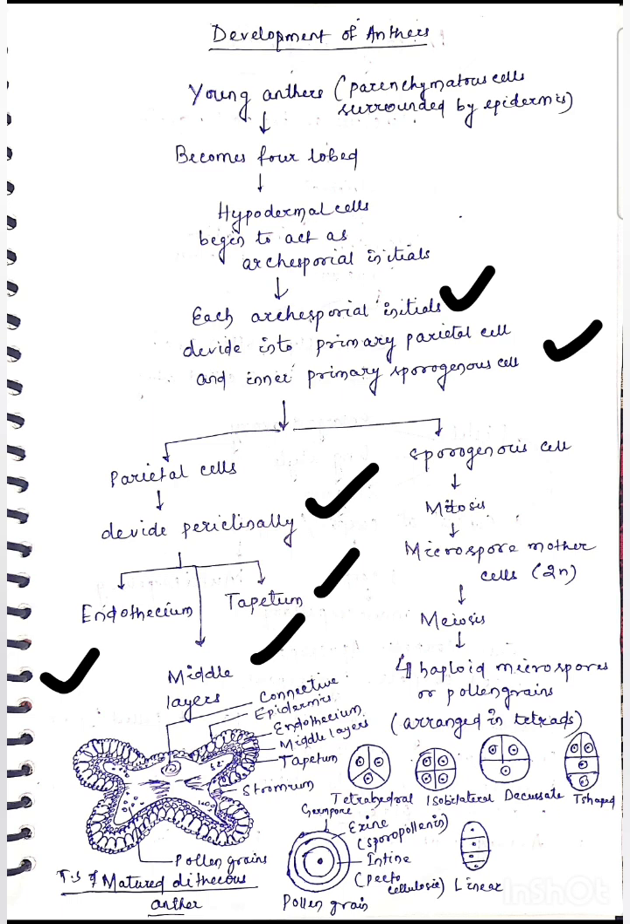And sporogenous cell undergoes mitosis or equational division to form microspore mother cell. Microspore mother cells undergo meiosis to form 4 haploid microspores at the end.